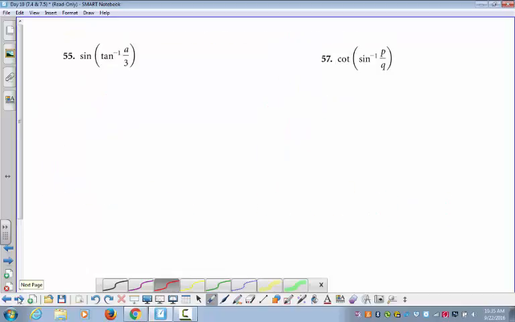All right, here are the more complicated ones. All right. So we can't use a more general principle here. The two functions that we are composing are not inverses of each other. So we can't. There's no general principle we can use here.